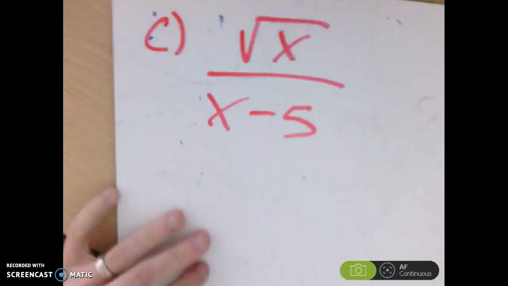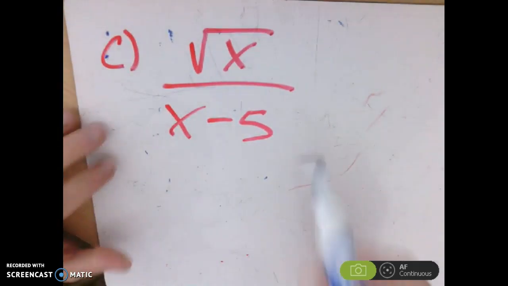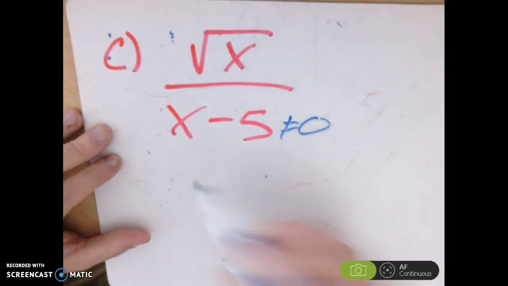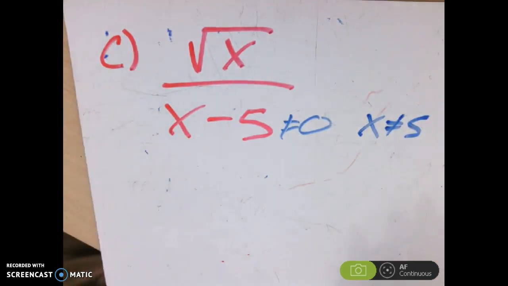So now, on to example C. You're going to say, oh, look at this, this looks so easy. I can just say this can't equal 0. So I know that x can't equal 5. And you're right, x can't equal 5, but there's more domain restrictions to this than what meets the eye.